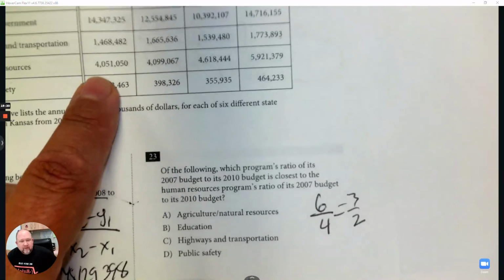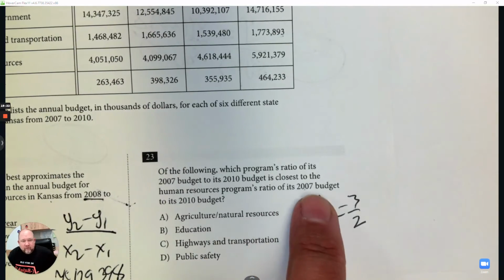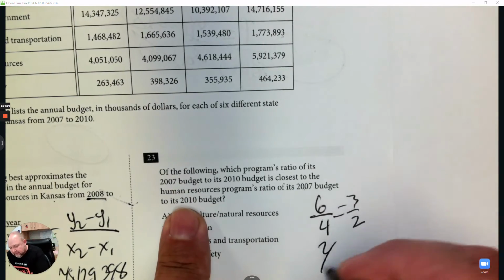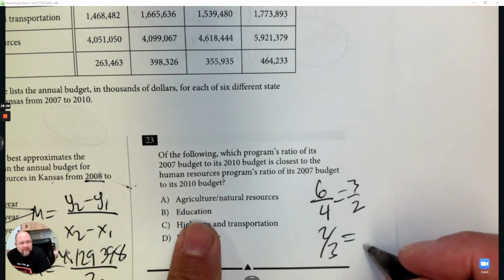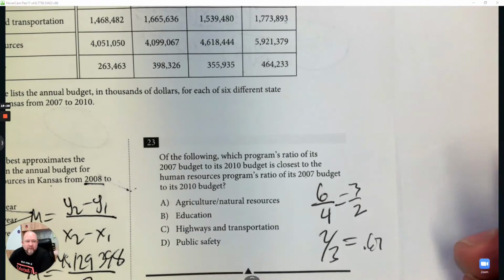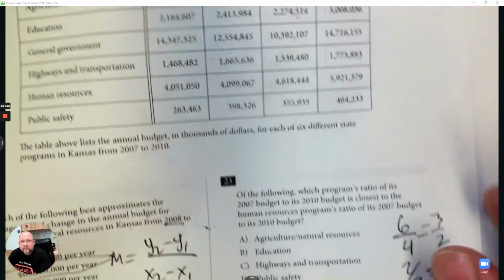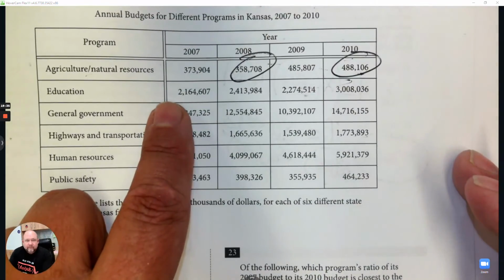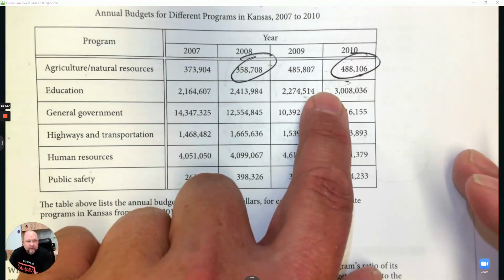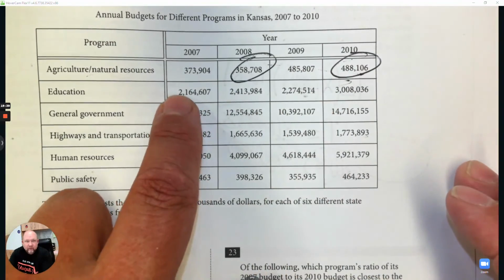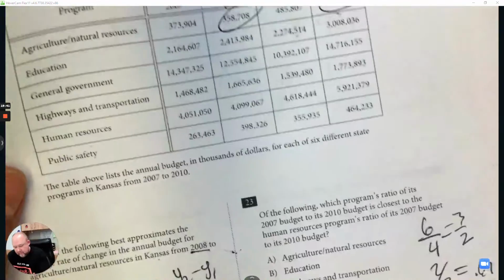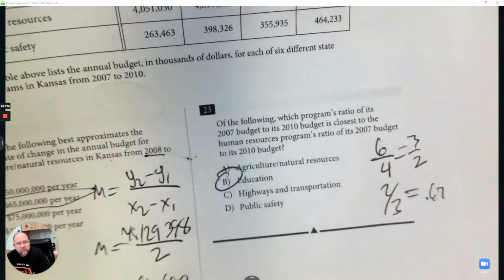Or 2 over 3, on ratio of the budget 2000 to 2010. So flip it around: 2 to 3, or 0.67. So which one is that? 2/3 in terms of what we're looking at. There it is, education. 2 over 3. Done.